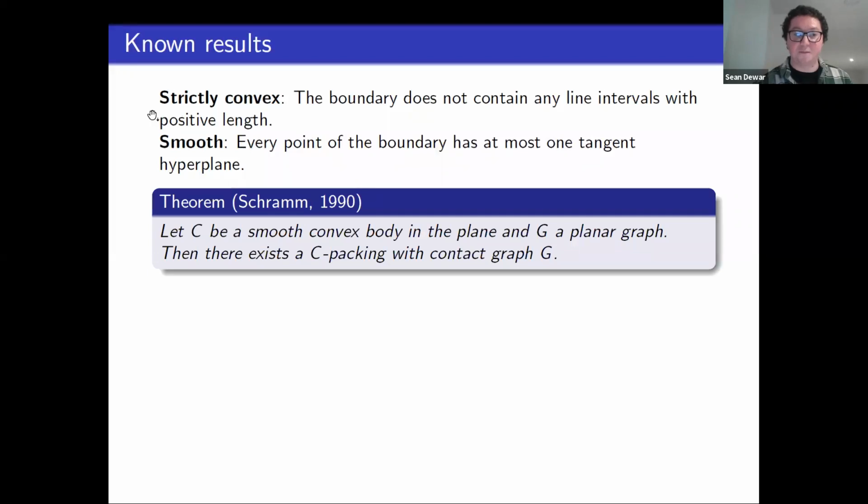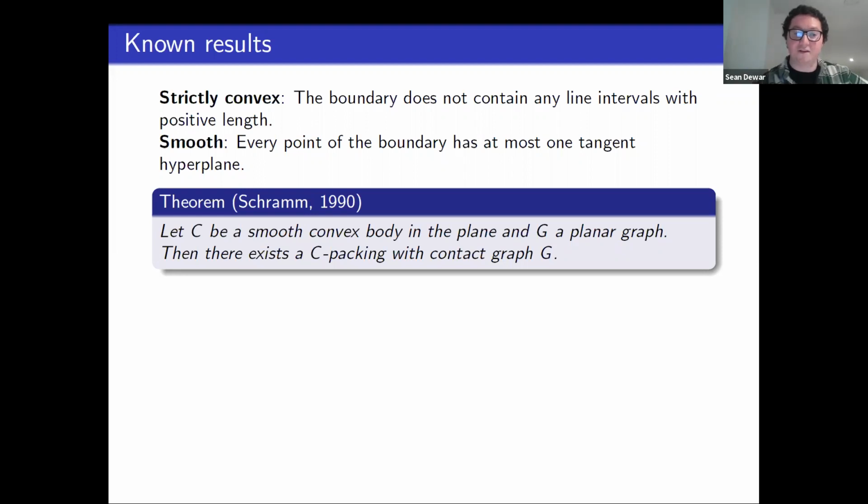Right. So Oded Schramm came up with this result. He actually proved something way more general than this. I'm just giving it as convex body packings. But he proved in his thesis, I think it was, that if C is just any smooth convex body in the plane, and if you give me a planar graph, then I can make a C packing with that contact graph. So this is the convex body equivalent of the Koebe, Andreev, and Thurston results, the CAT theorem. Okay.